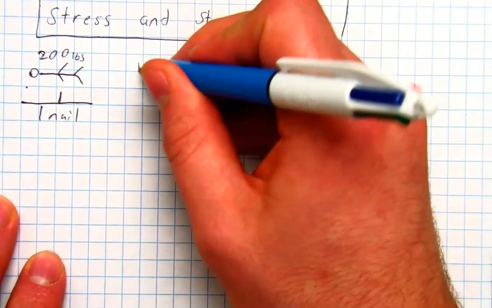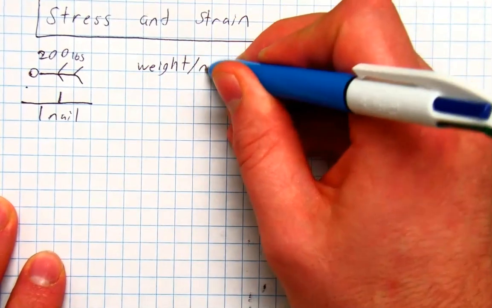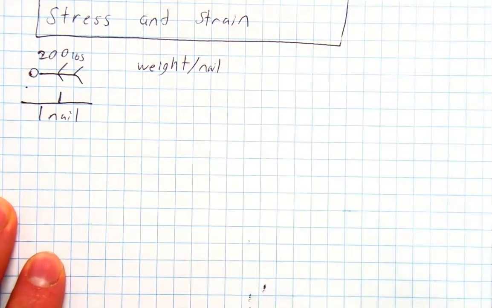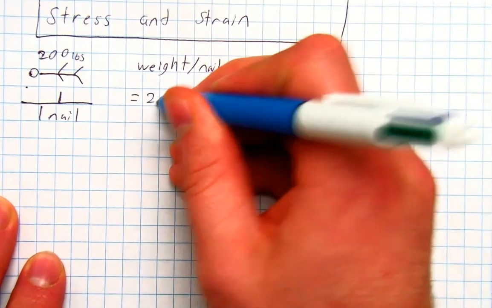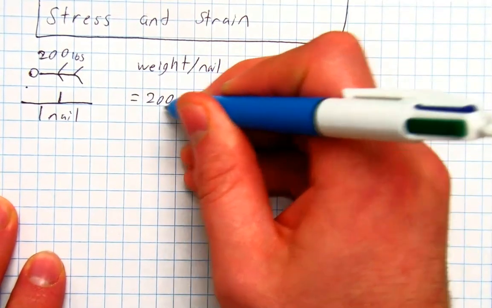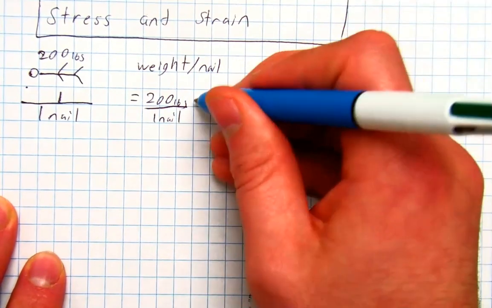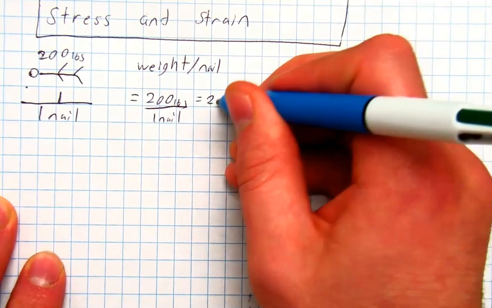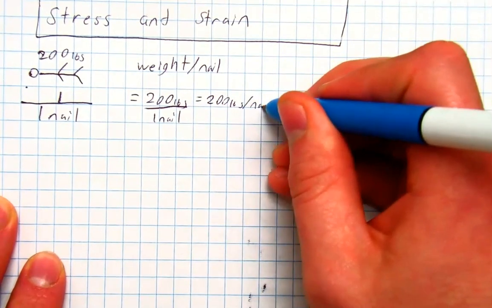My question to you is, what would be the weight placed on that nail? Or in other words, what is the weight per nail? And it seems pretty obvious. If we drop him straight down on the nail, it would equal 200 pounds per one nail. Or we could just say 200 pounds per nail. Pretty simple, pretty easy. 200 pounds per nail.